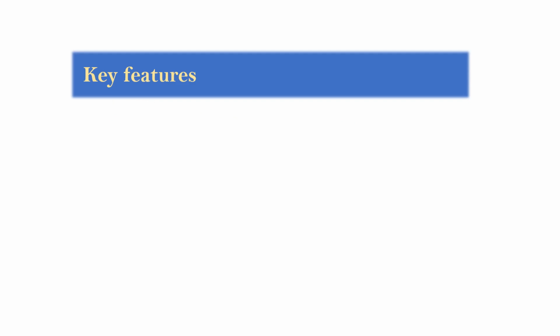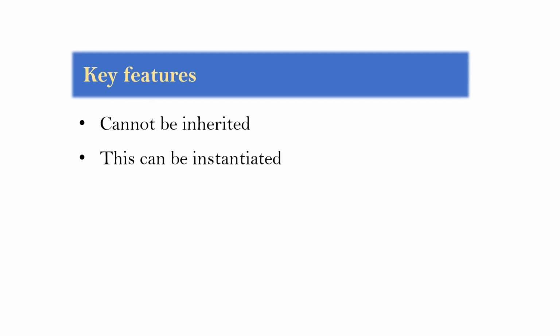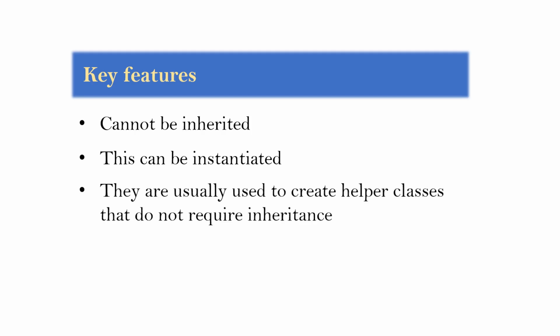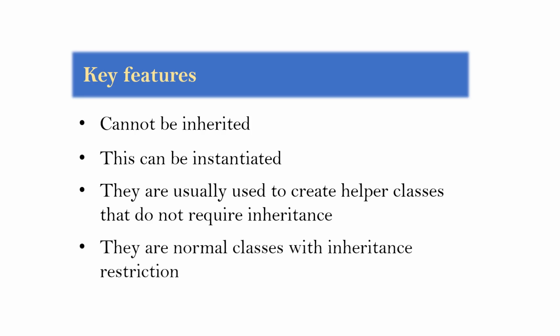Key features of this class are: this class cannot be inherited, and this class can be instantiated. That means we can create instances of these sealed classes. They are usually used to create helper classes that do not require inheritance. They are normal classes with an inheritance restriction, because when we say sealed classes, it may create confusion. It is like any other class. The only restriction is we cannot inherit from this class.